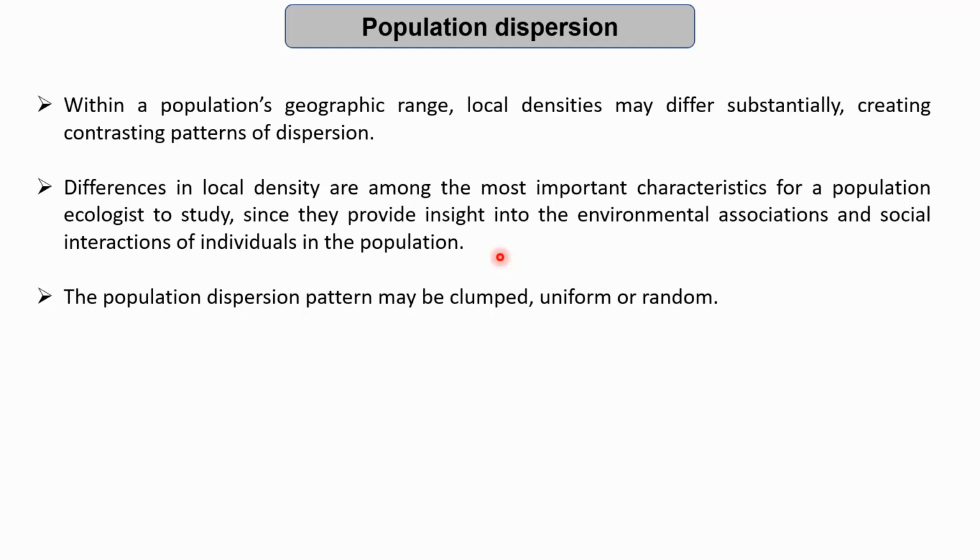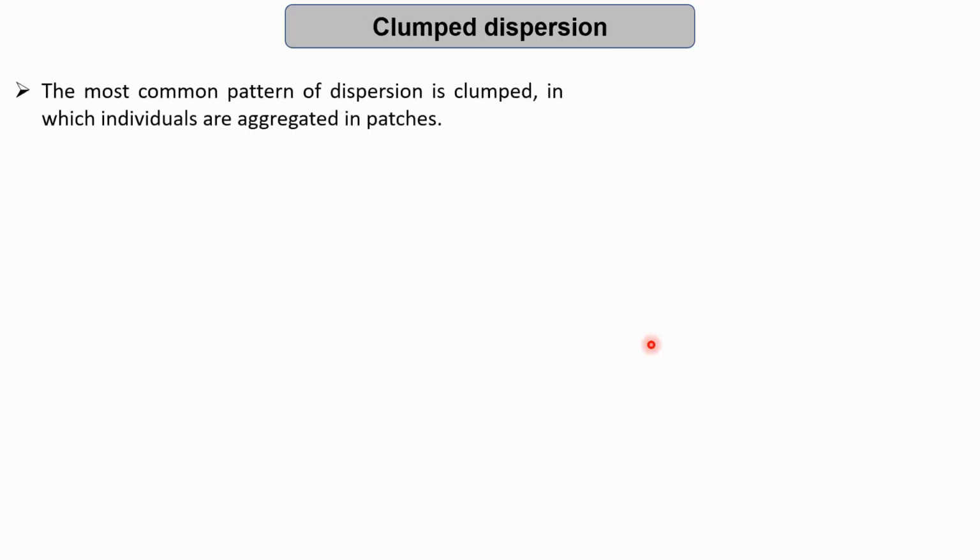So the population dispersion pattern may be of three different types. The first one is clumped, the second is uniform, and the third one is random population dispersion. We will study each of these one by one, starting with the clumped population dispersion pattern. Clumped dispersion is the most common pattern of dispersion, and as the name suggests, in this the individuals clump or aggregate in patches.